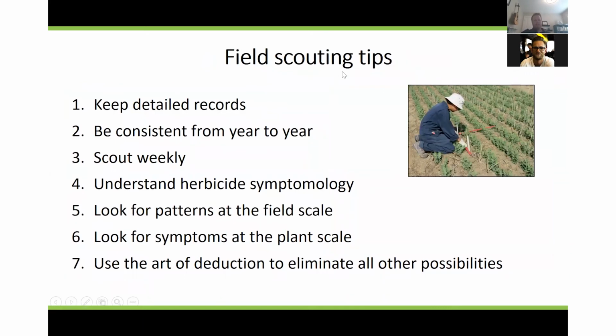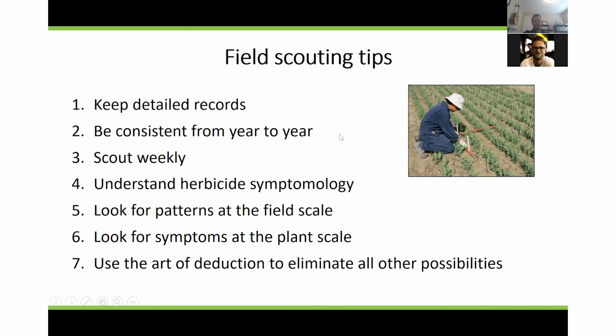Okay, so field scouting tips. To start off, keeping detailed records. This can be detailed herbicide records, first of all, looking at which herbicides you're using in a particular field over several years, with the idea of helping with herbicide rotation or herbicide mixing. But also keep detailed records when you're out scouting in the field. So is there a suspicious patch in a certain area? If you noticed a certain patch, say last year, and it's still there this year, that could be an area to focus on when you're scouting for potential herbicide resistance. But also note how large the patch is and whether it's increasing over time.